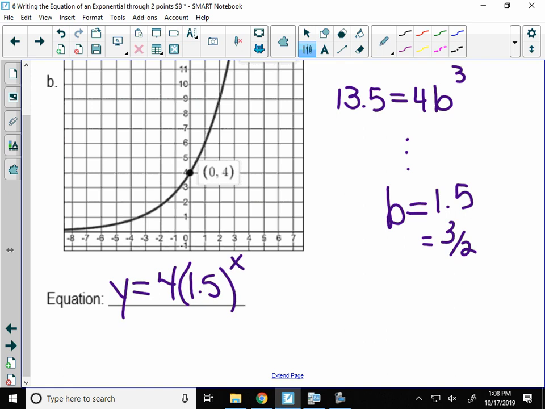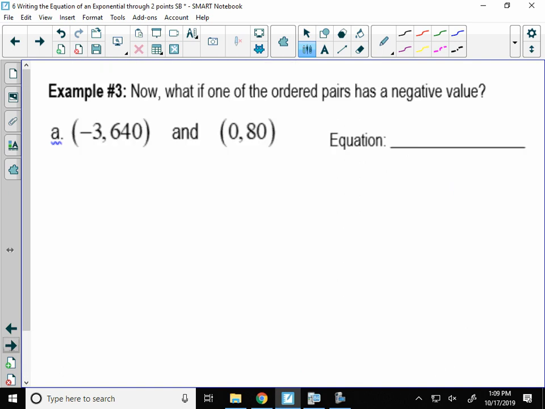All right, are we good there? So I gave you the y-intercept, the point. You can write the equation. Pretty simple. The only difference on these next couple is that this time one of the x's is negative, and that's going to change. We just have to be a little bit more careful and intentional with how we solve.